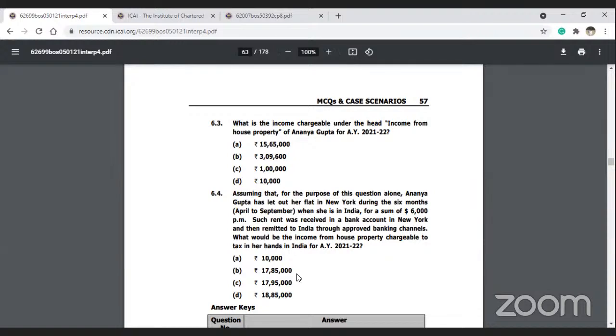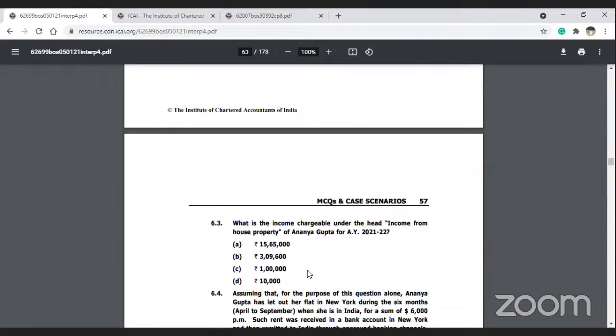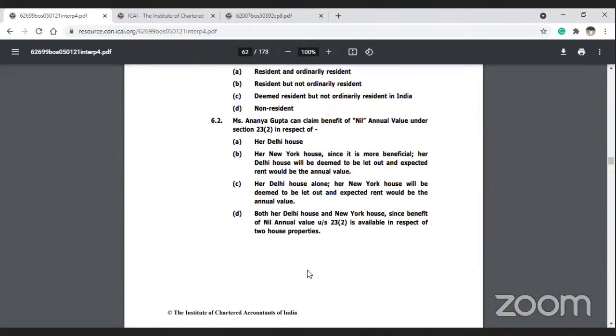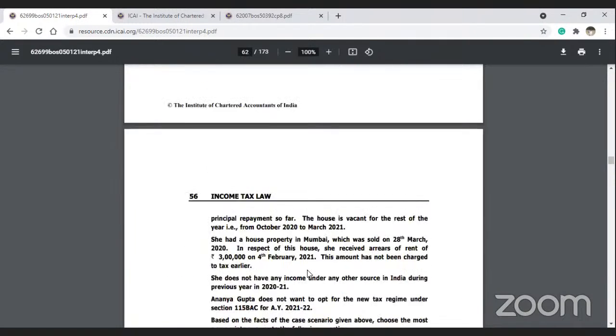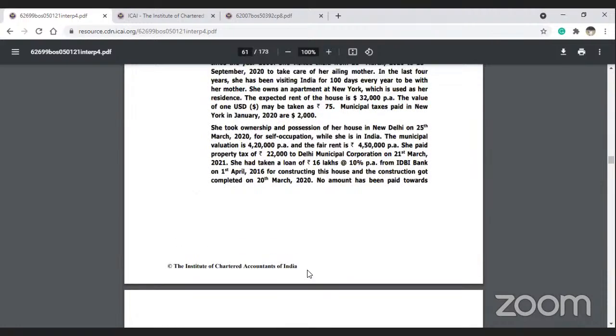Okay, so should we go to the next question? What is the income chargeable under the head income from house property of Miss Ananya Gupta for AY 21-22? We'll take only the Delhi house. There is a Mumbai house also, no? Okay, so we won't take New York. Everything will be zero for the Delhi property. There will be a loss, no?